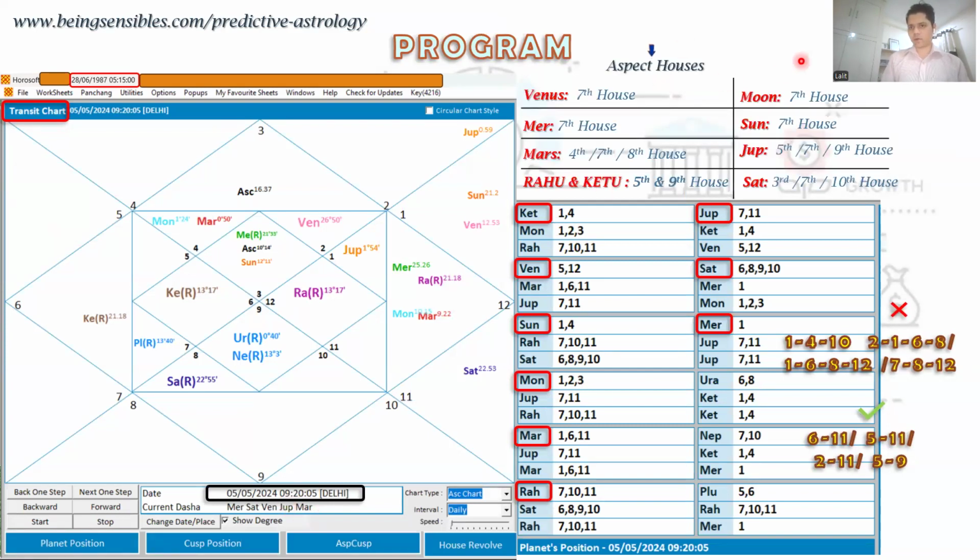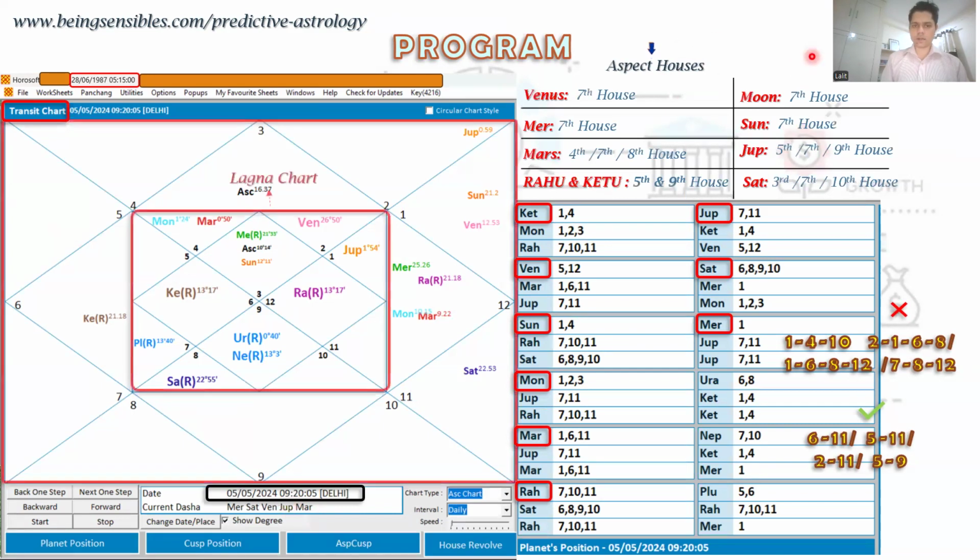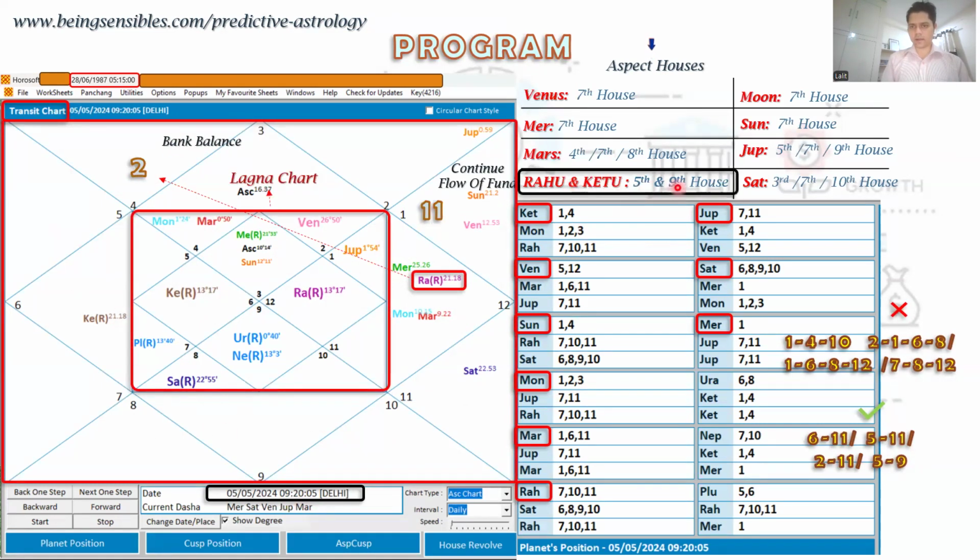Aspect plays a very prominent role in this transit chart. The inner part is the Lagna chart and the outer part is the transit chart, and we have to check only the second and 11th house from a funds perspective. In this case, Rahu is aspecting the second house because of clockwise rotation: 1, 2, 3, 4, 5, 6, 7, 8, 9. Rahu aspects 5 and 9. So first we have to check Rahu, which is good: 6, 10, 11.